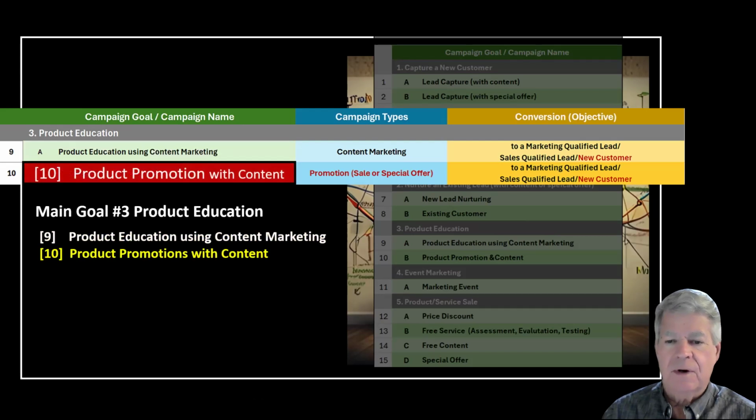Campaign number 10 is a product promotion campaign with content. Campaign type is content marketing, and the conversion and objective is to a sales qualified lead. Product promotions with content is just like product content by itself, but you include a promotional offer to move your prospect to take the next step and engage with your sales staff or simply become a customer if you don't have a professional sales staff.